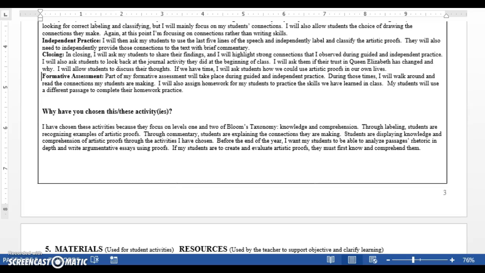The reason that I've chosen the activities that I've chosen is to move up Bloom's taxonomy. At the end of the year, I want my students to be able to write argumentative essays using proofs. I want them to be able to analyze texts in depth and be able to analyze the rhetoric of different texts. So to be able to create and evaluate, my students first need to have knowledge and comprehension. So I'm using this as a foundational lesson for my students to be able to recognize artistic proofs and make connections with them and explain them.